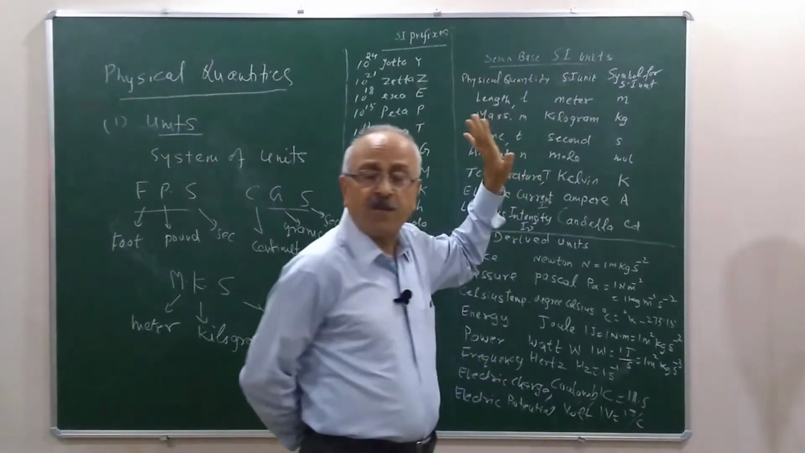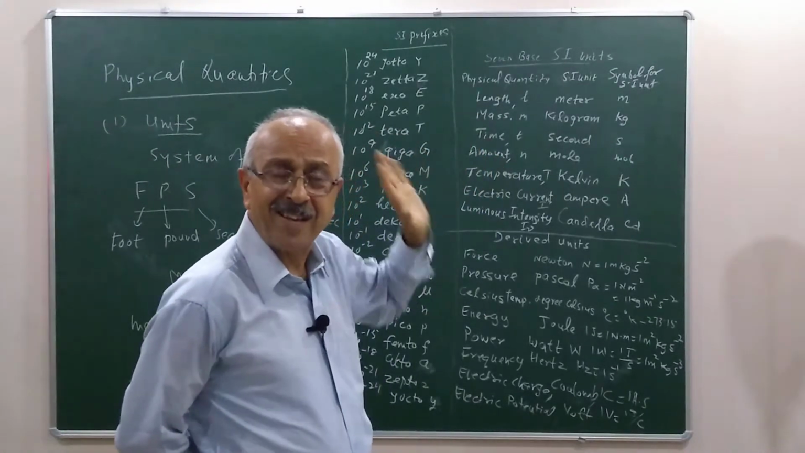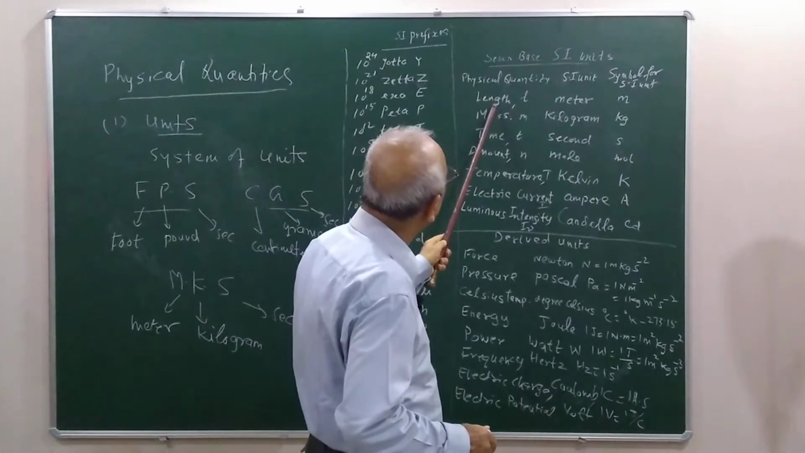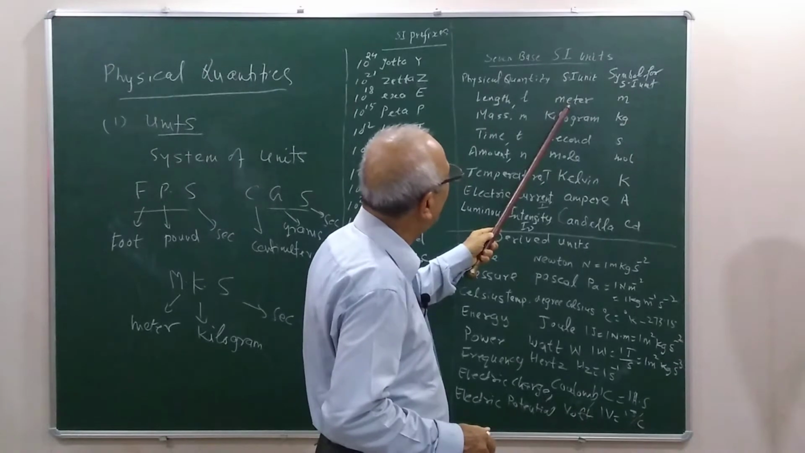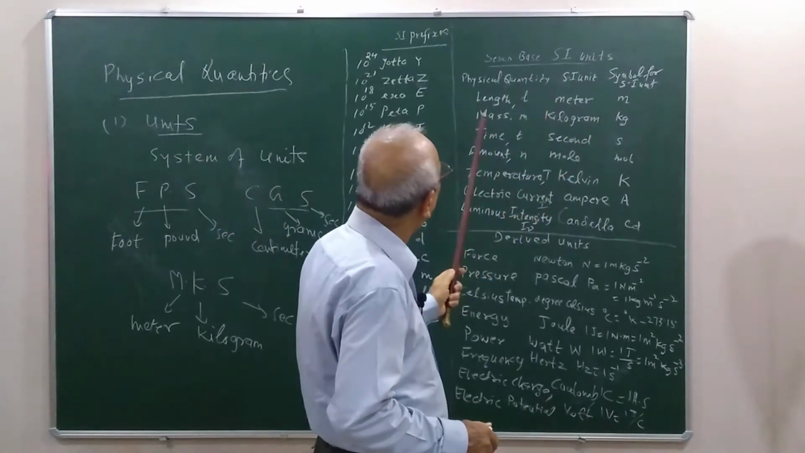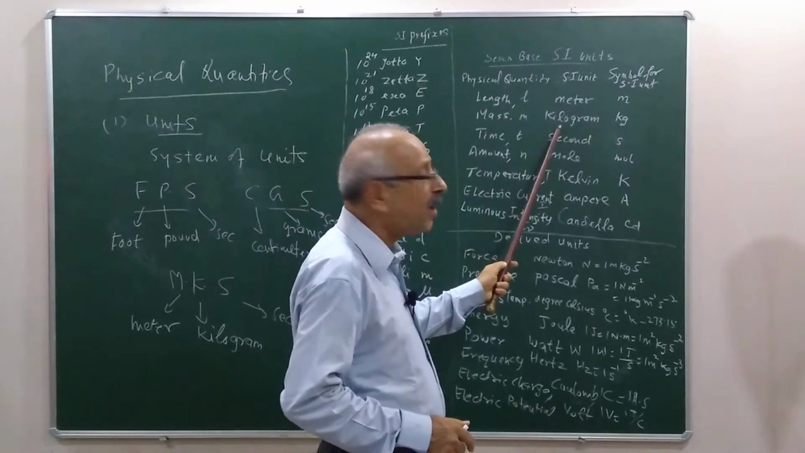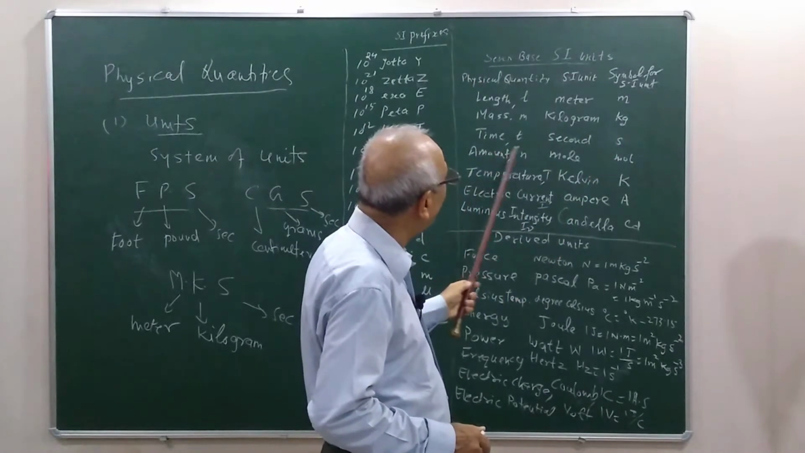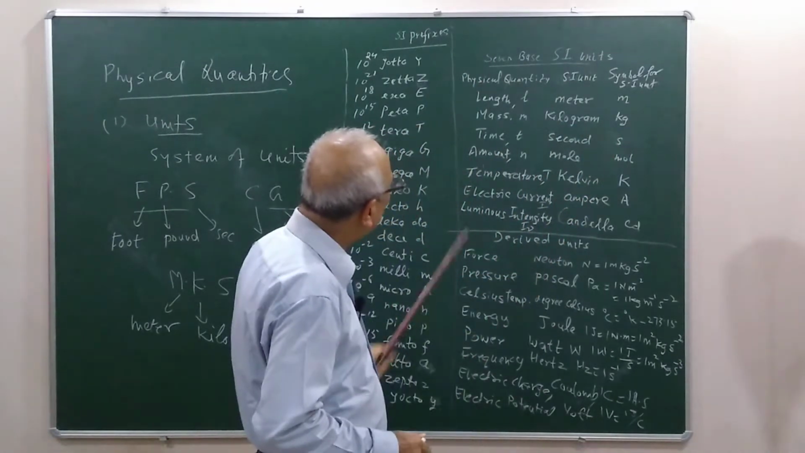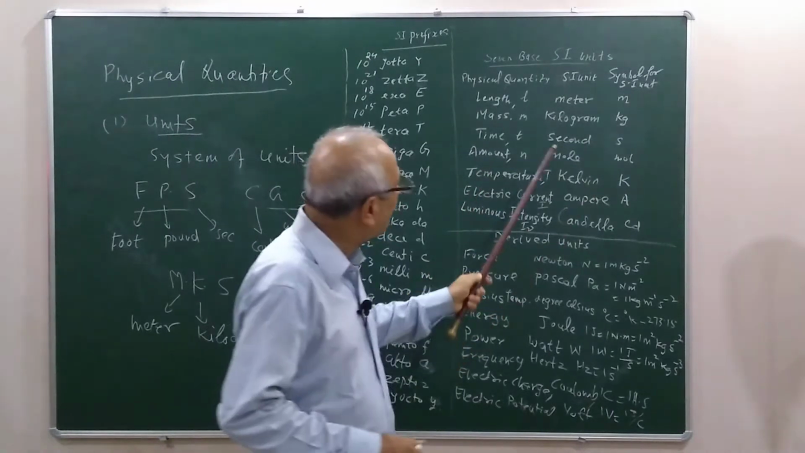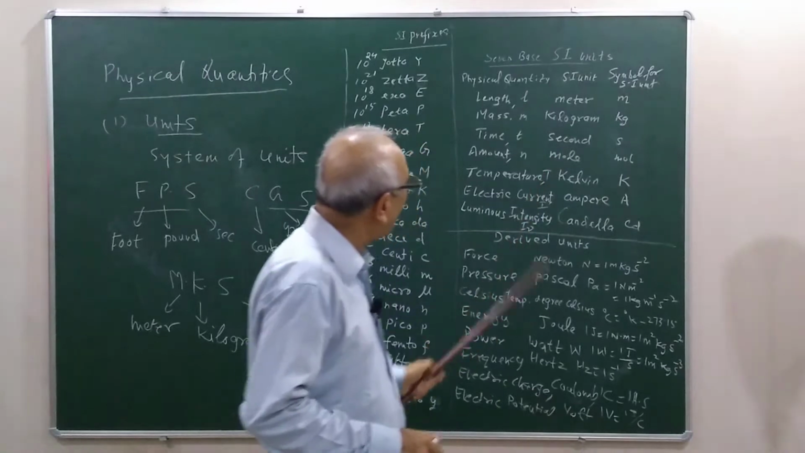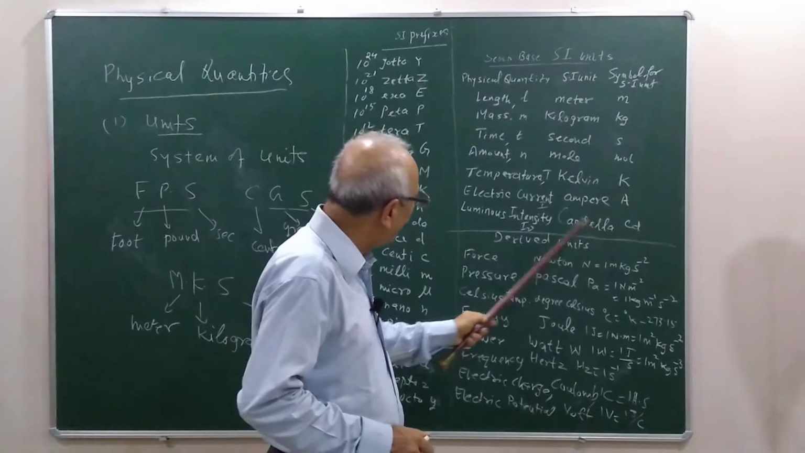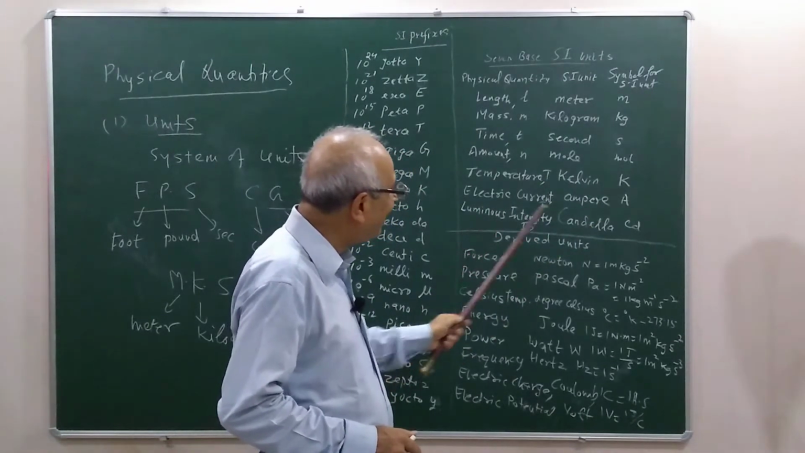There are 7 fundamental base quantities listed in SI units. The first quantity is length. Length is measured in meter and is represented by a small m. The next is mass. Mass is always measured in kilograms, represented by kg. SI unit of time is second, represented by s. SI unit of amount is the mole, with the symbol mol, and SI unit of temperature is Kelvin, SI unit of electric current is ampere, and SI unit of luminous intensity is candela, represented by cd.